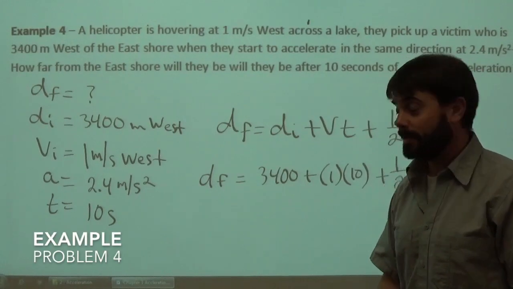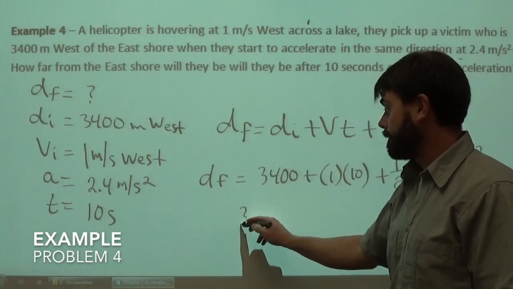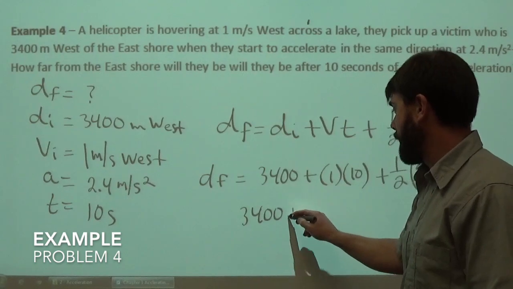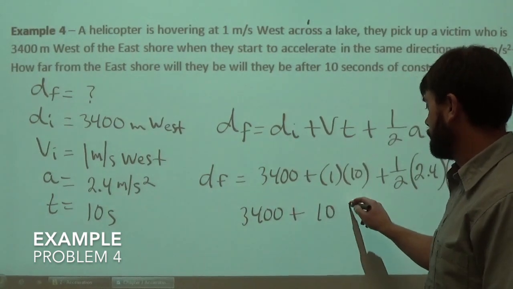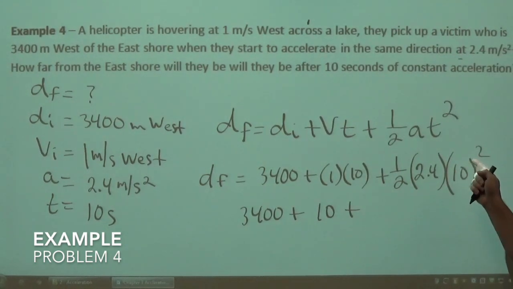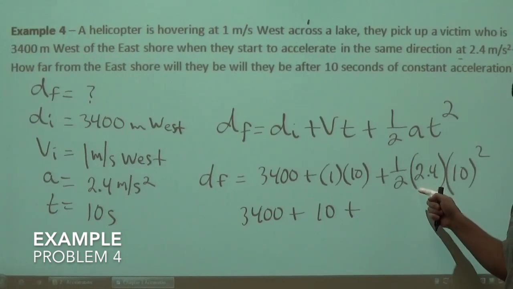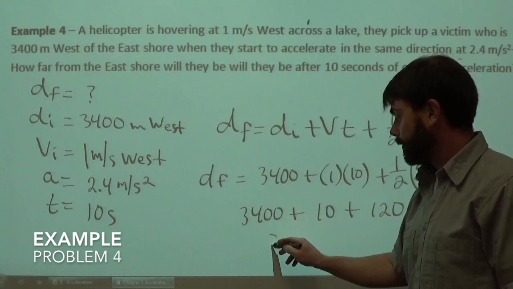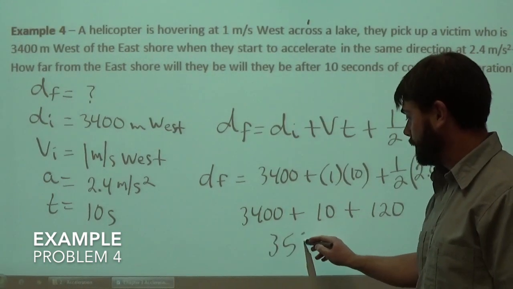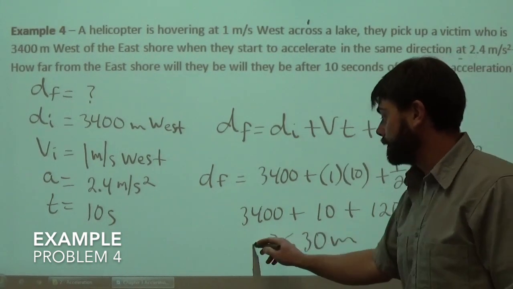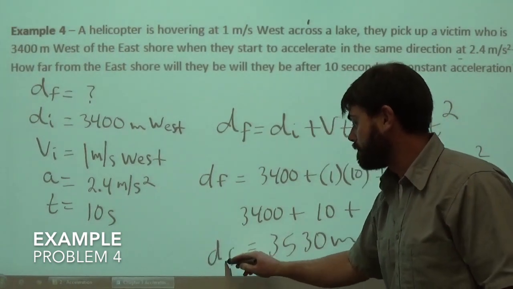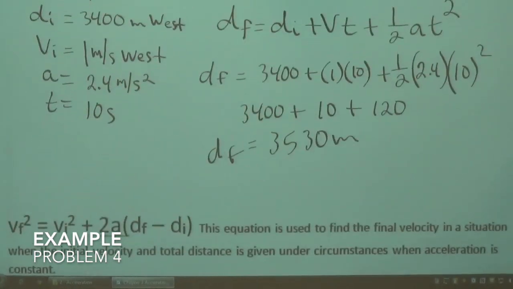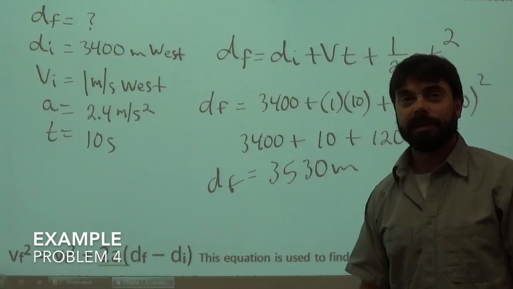Order of operations and then solve. 3,400, 10, 10 times 10 is 100, times 2.4 is 240, cut in half, 120. Get the sum, add all the values together, you get 3,530 meters. That would be the final distance.